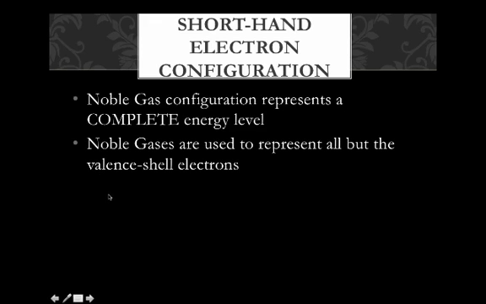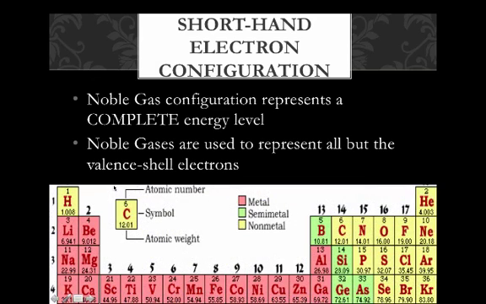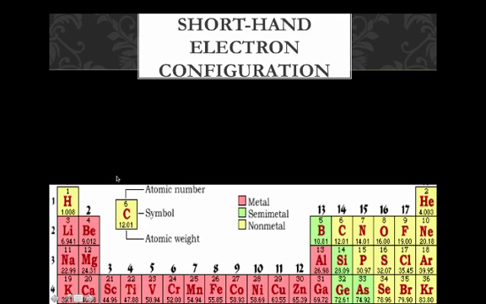So after a noble gas, we go down to the next row, right? Well then, if we show the noble gas as a shortcut, then it's going to help us. So let's just do calcium. Calcium is a handy one.